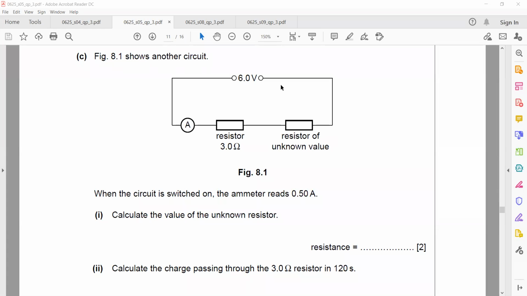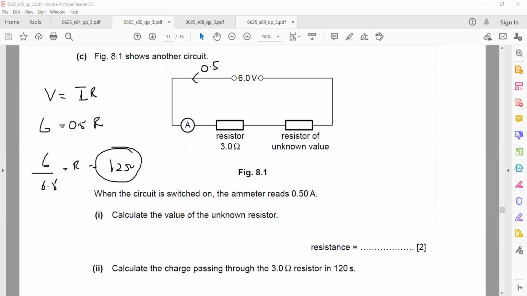There's also a short method. Another method is there, and I'll get the same answer. Look, first I know the current is 0.5. I will find the total resistance of the circuit. To get the total resistance of the circuit, we know V equals IR. The total voltage is 6, the total current is 0.5. So the total resistance of the circuit is 6 divided by 0.5, equal to 12.